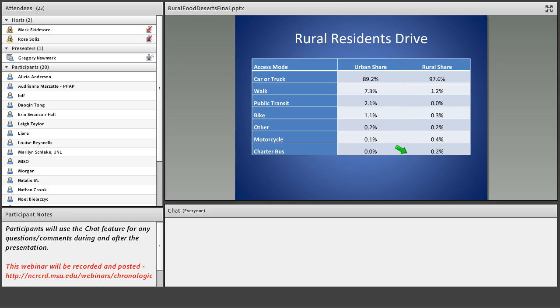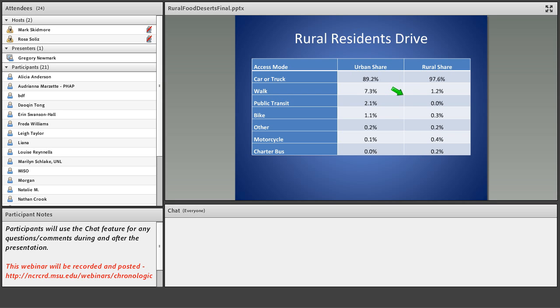Now, this is, as one might expect, the rural residents almost exclusively went by private transportation. So they went by car or truck, or a charter bus, or a motorcycle, or other, which could be like tractor and other type vehicles. And very rarely did they bike or walk, and virtually 0% of the rural population shopped via public transit.